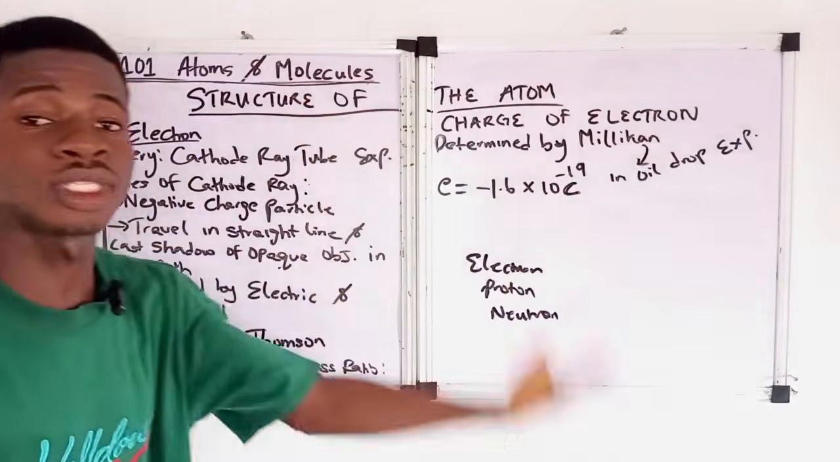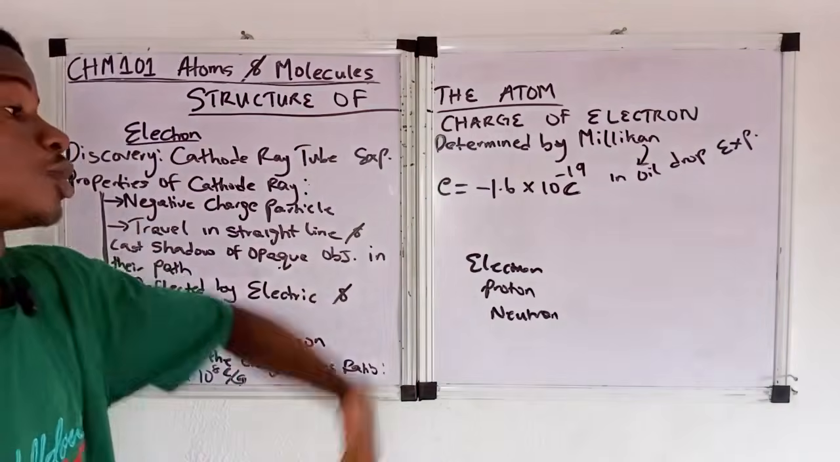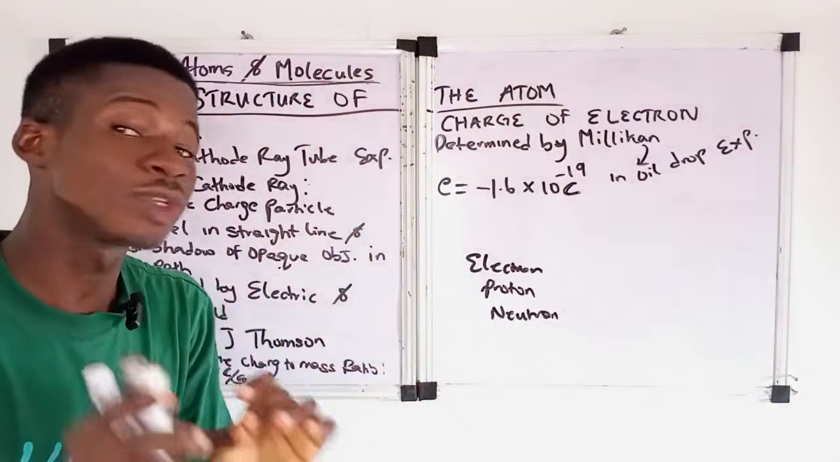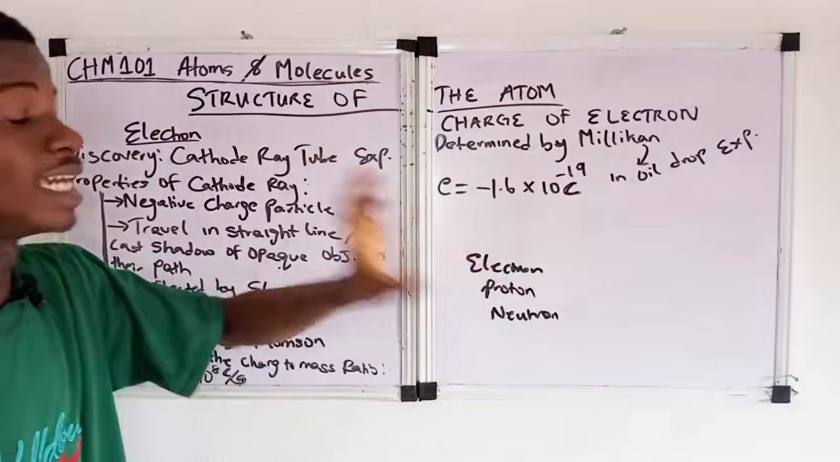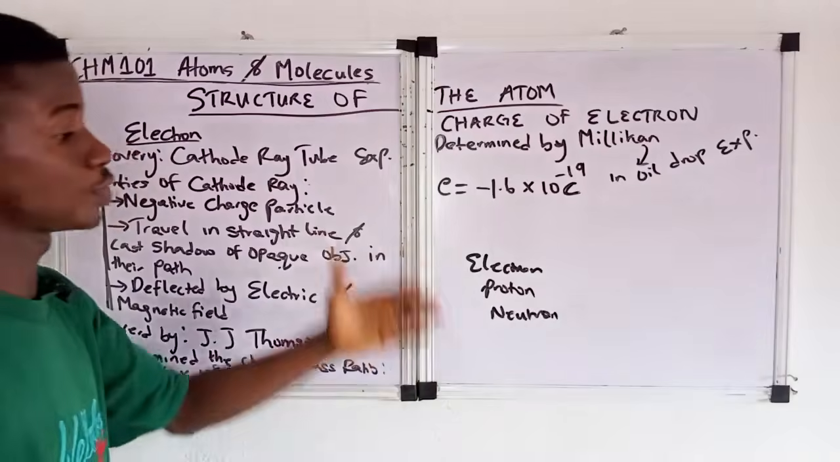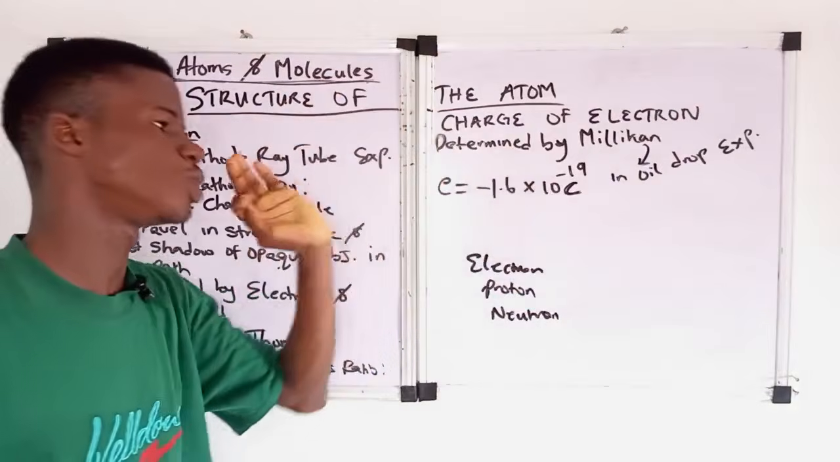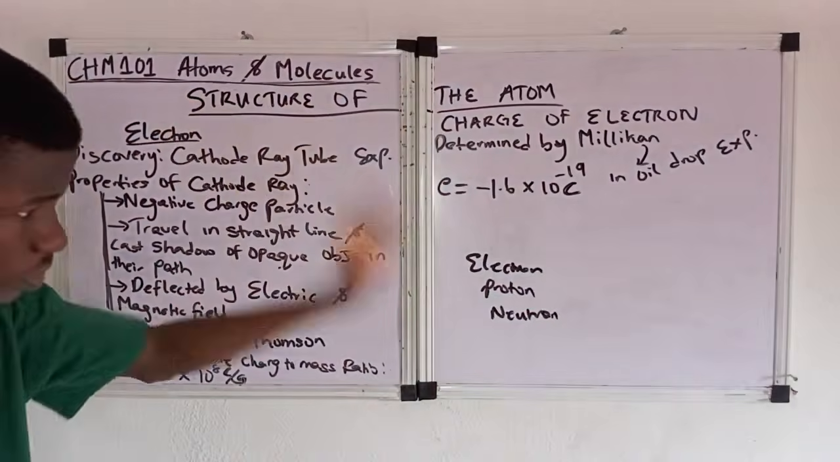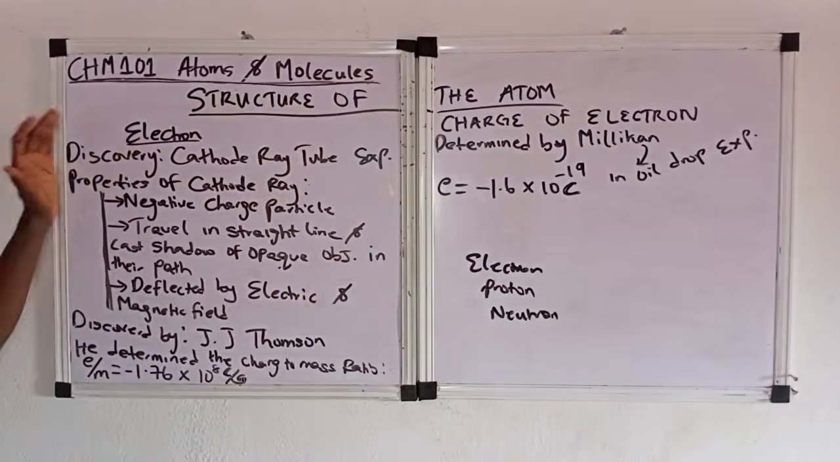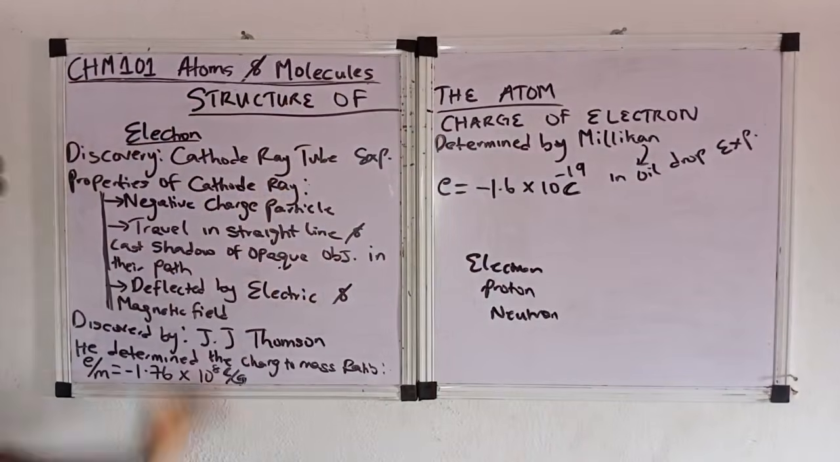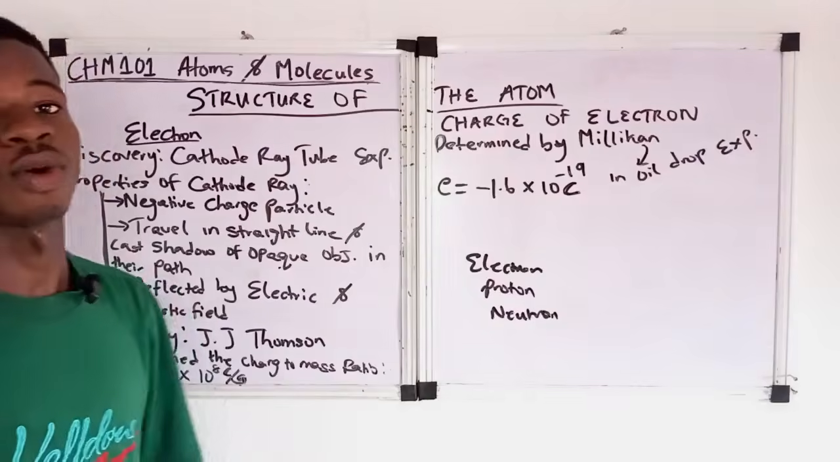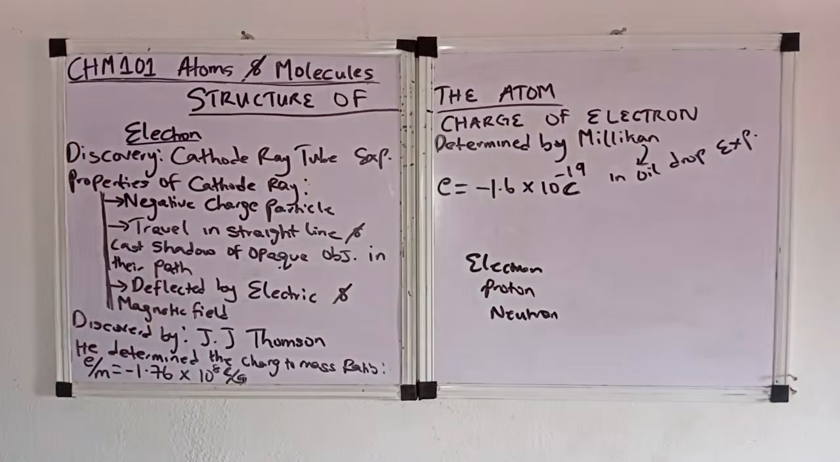But with experiment, it was found out that the atom is divisible. The atom is made up of three subatomic particles, which are electron, proton, and neutron. Okay. Now let's talk about the electron. How was the electron discovered? Okay, so the discovery of the electron.